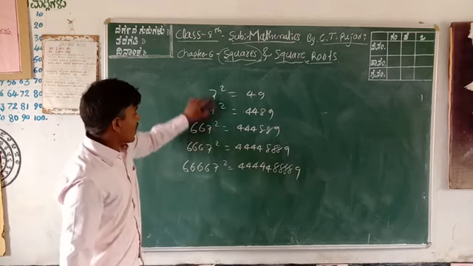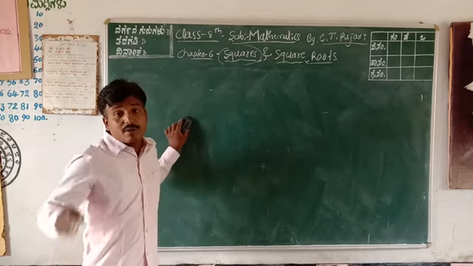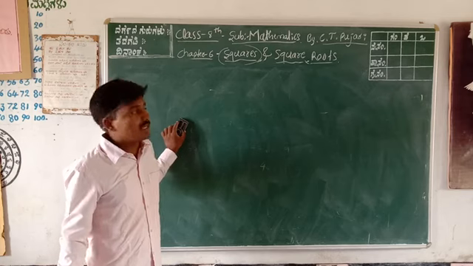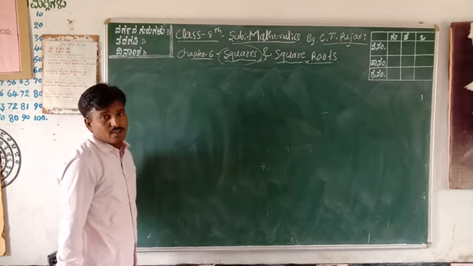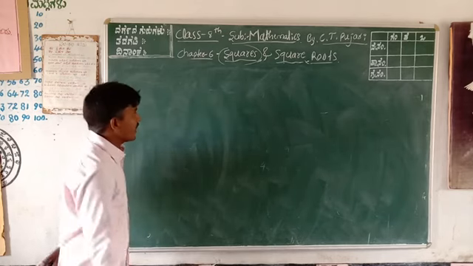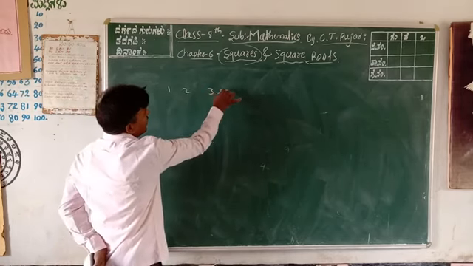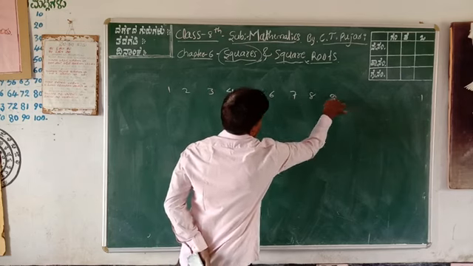There are so many patterns in mathematics. You can study more patterns in your homework, and you can create some patterns with your square numbers. Also, dear students, you know that 1 square is 1, 2 square is 4, 3 square is 9. Remember the numbers 1 to 10.